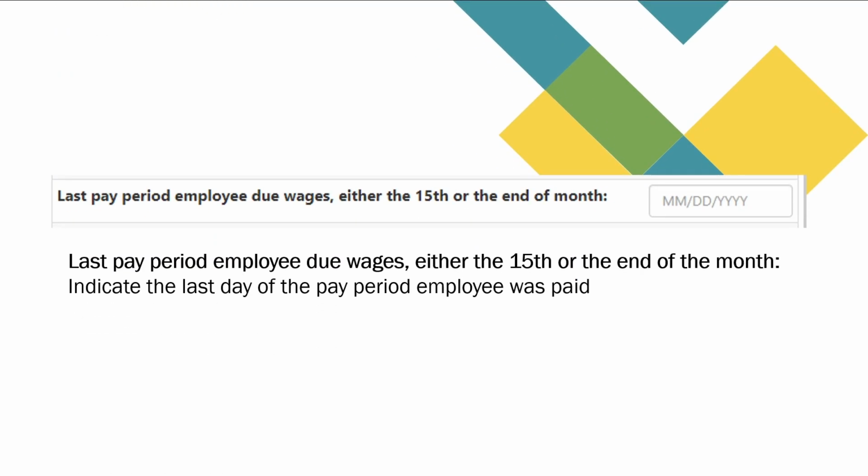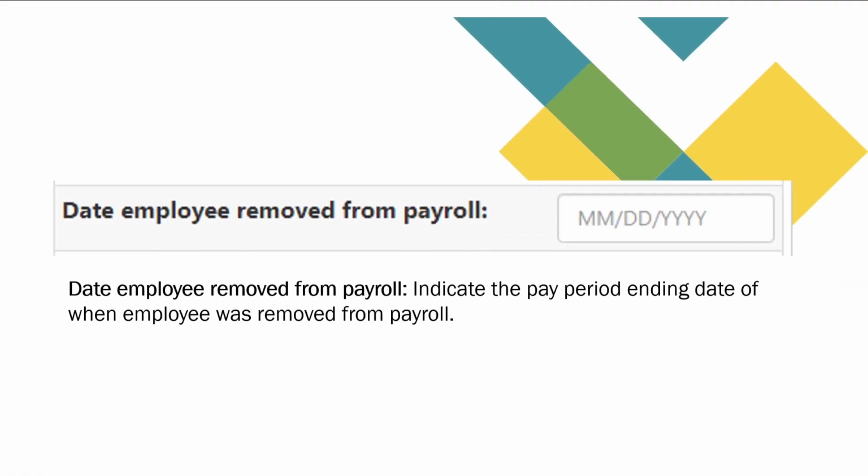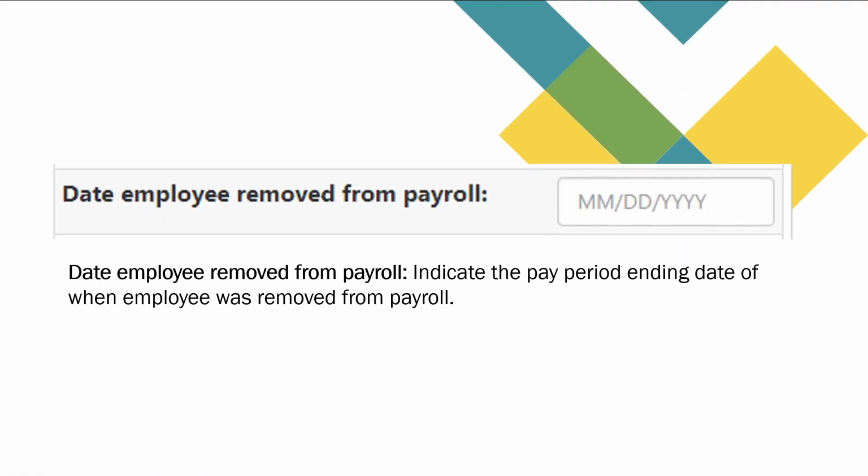The next question you're going to ask is the last pay period employee wages were due, either the 15th or the end of the month, and indicate the last day of the pay period the employee was paid. The date the employee was removed from payroll, this is where you're going to indicate the pay period ending date of when the employee was removed from payroll. So again, that's the pay period ending date from when they were removed from payroll.